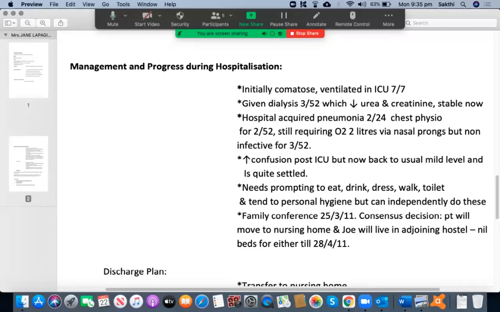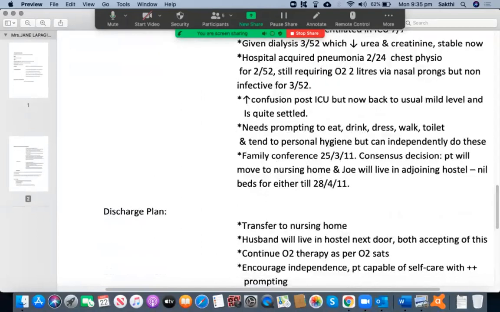Look at this. The problem is if you commit spelling mistakes, even for writing down the words from the case notes, it's really not good. But non-infective for 3/52, that's okay. Confusion post ICU, but now back to usual mild level and is quite settled. Needs prompting to eat, drink, dress, walk, toilet, and tend to personal hygiene, but can independently do this.